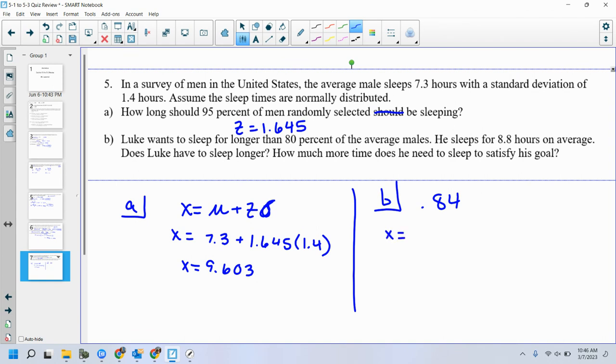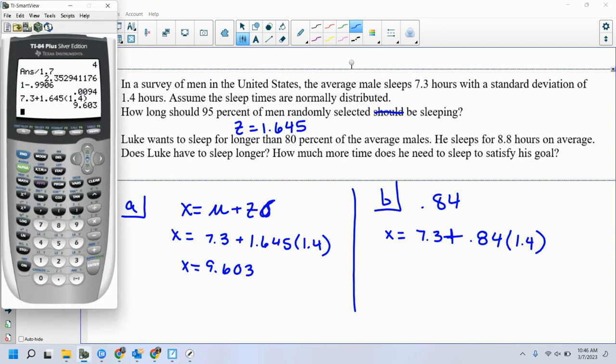All right, transforming it from a z-score into an x value. X value is mu plus z sigma, 7.3 plus 0.84 times my sigma of 1.4. So 7.3 plus 0.84 times 1.4 is 8.5.